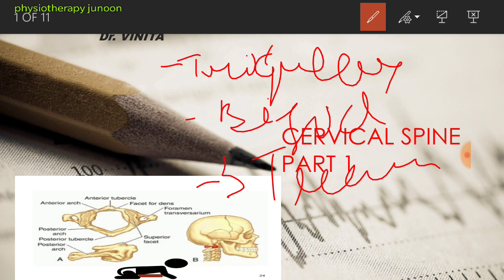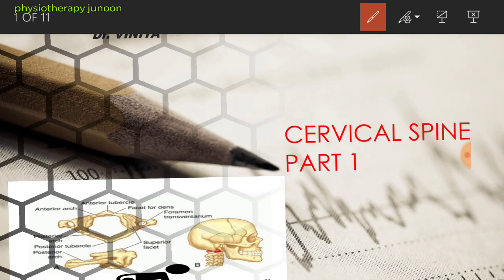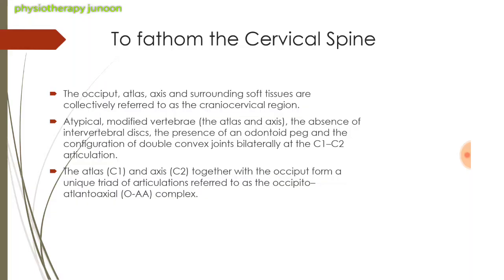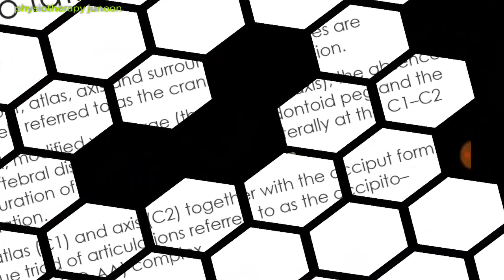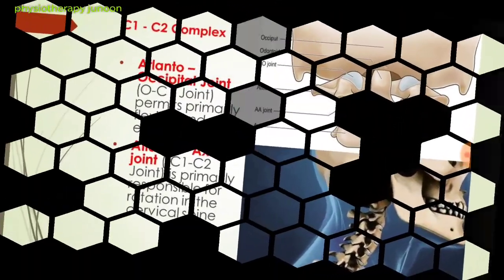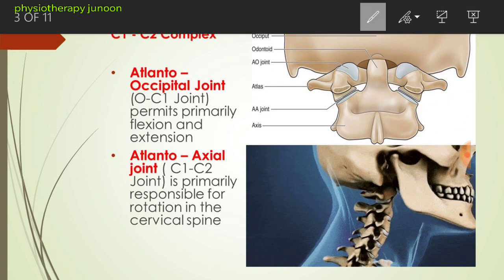Second, the anterior arc contains a facet for articulation with the dens of the axis. Dens is a part of the cervical spine. Here you see in the picture, this is the dens part. This is C1, this is C2. Here is the dens part, it articulates. The anterior arc contains a facet for articulation with the dens of the axis.